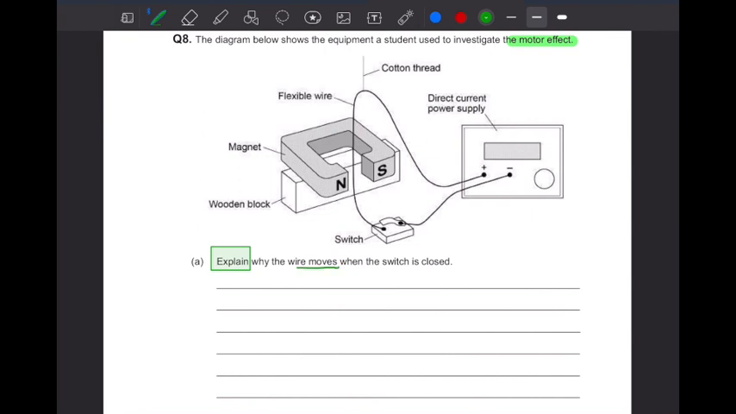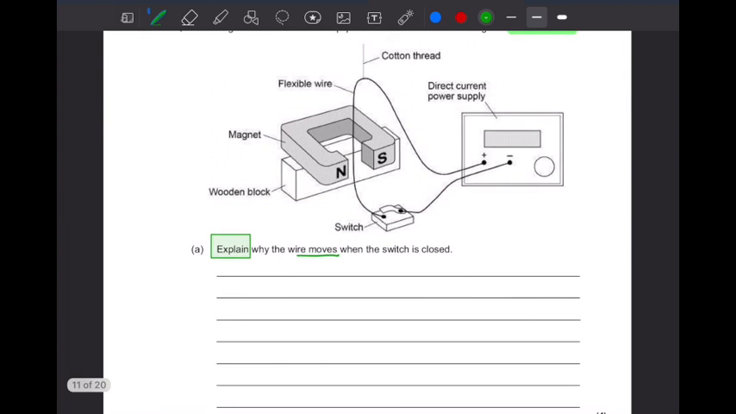So basically, some electricity is going to flow through this wire. The wire is in a magnetic field, and when the wire is in a magnetic field and you've got a current flowing through it, the wire will move. And you can use Fleming's left-hand rule in order to figure out which way the wire will move, but that's not what this question is about. So we just need to do the very basic explanation of what happened.